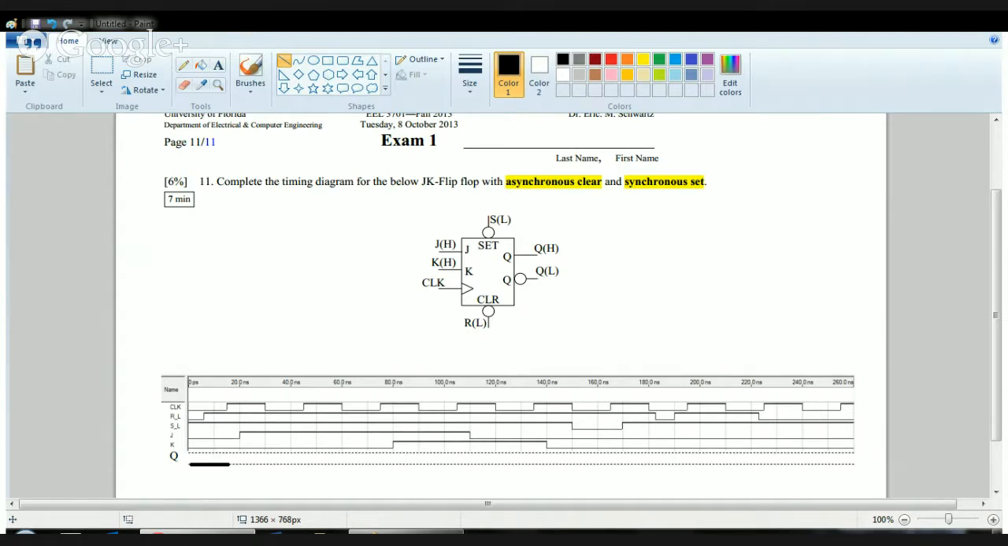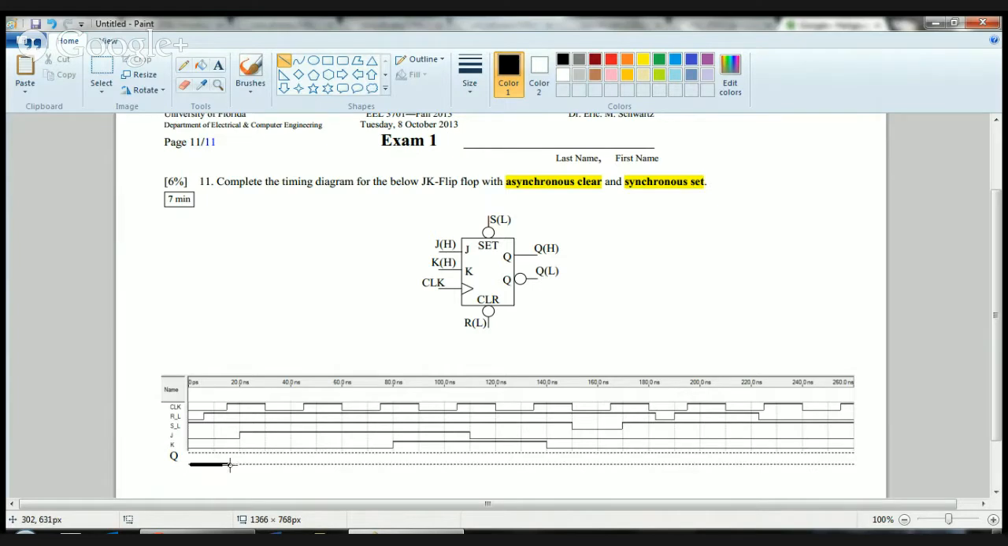So reset and set don't change anymore because those are just set high at this point. So we keep going until the next rising edge of the clock, which was low, so it's gonna stay low. But when we come here at the next rising edge, we're gonna see that J is high now and K is low, and that's set to 1. Is that correct? Yes, that's correct.